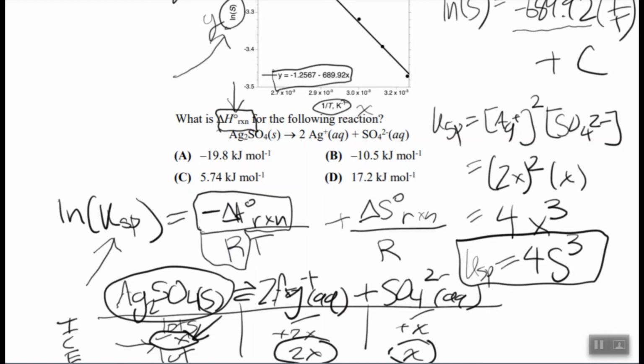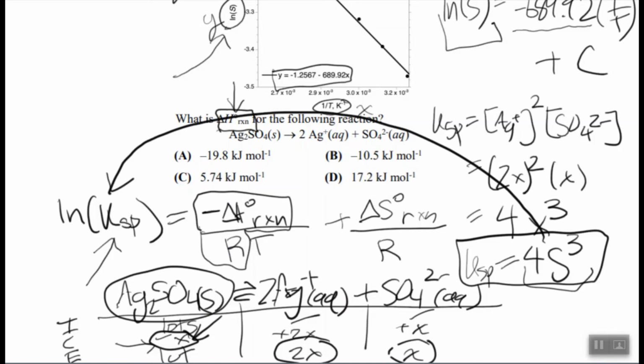Now, there's something cool that we could do. We could do something called substitution. So if we substitute this here, don't you think we would have ln of 4s cubed now? And aren't we a step closer to making a graph that looks like ln s is equal to slope over t, well, the t is over here, plus c? Well, yeah, we're getting closer, but we're not that close yet.